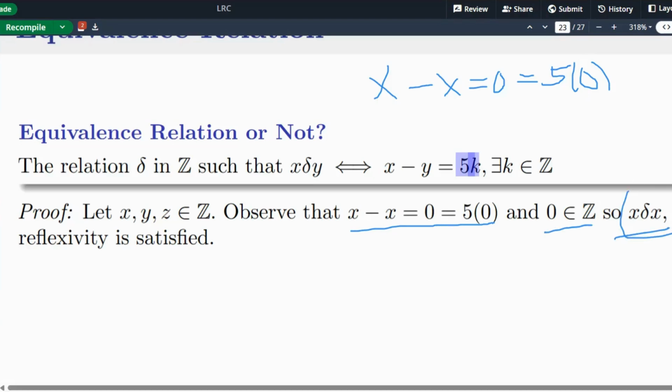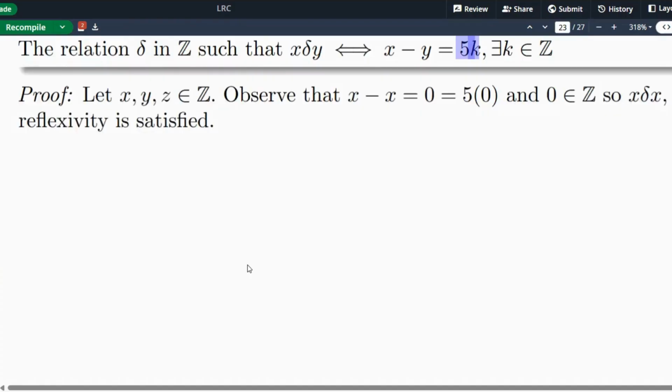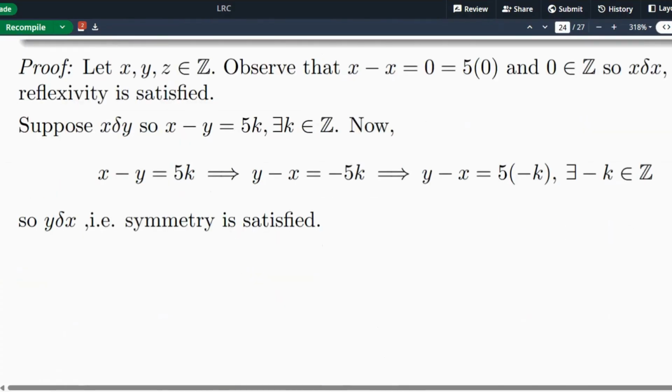So si x, jowa niya yung sarili niya. Kasi pag pinag-minus mo yung x and x, makukuha mo is 0. Pero si 0 ay multiple din ni 5. Kasi pag times mo yung 5 sa 0, 0 makukuha mo. So, ibig sabihin, satisfied yung relation. So, reflexivity is satisfied.